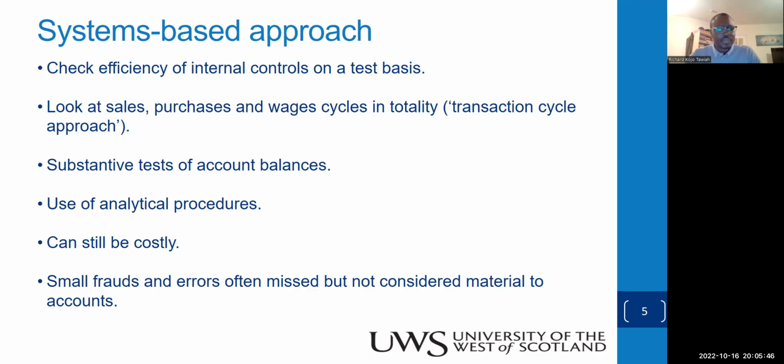Now, on the system-based audit approach, we want to check the efficiency of the internal controls on a test basis. So test internal controls, check whether they are working well. Look at account balances. Here we'll be looking at 3 main areas where you can always see small frauds could occur. Sometimes they may not be material, but when you sum those seemingly immaterial frauds, you get a significant item, okay, which could change the whole picture. So look at sales, look at purchases, look at the wages cycle in totality. This is what we call the transaction cycle approach. We'll come to the transaction cycle approach.